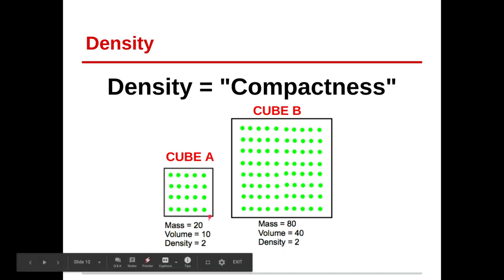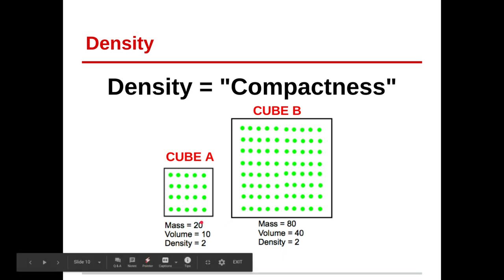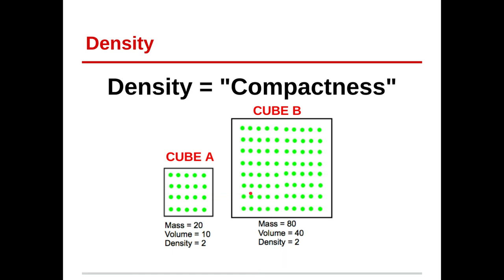This square happens to be 1/4 the size of this square, but this square contains 1/4 of the number of dots that this square contains. So in the end, the density is the same. Mass of 20 divided by a volume of 10 gives you a density of 2. Over here, a mass of 80 dots divided by a volume of 40 gives you a density of 2. So the same density, even though they're different sizes.